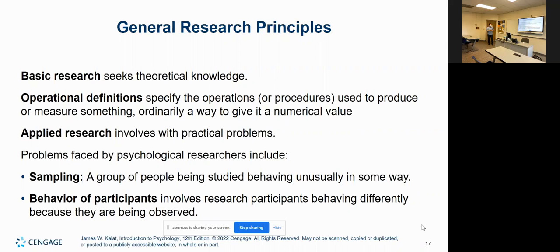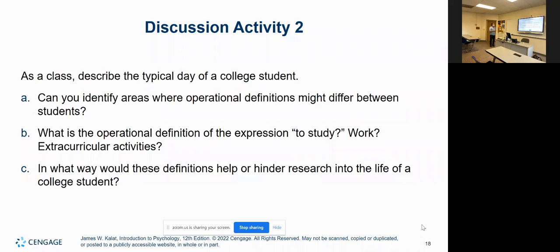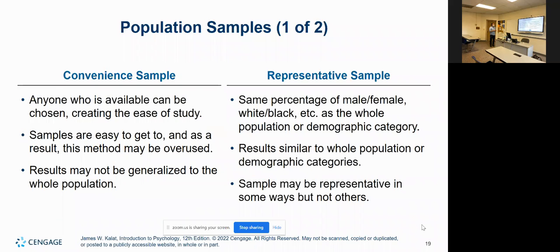Okay. So applied research helps with practical problems. Some things that we might encounter with research are issues with sampling and behaviors of participants, because again, we're all different. Everybody's a little bit different, so they might respond a little bit differently. Let's see. Okay, I'm actually going to skip that activity.